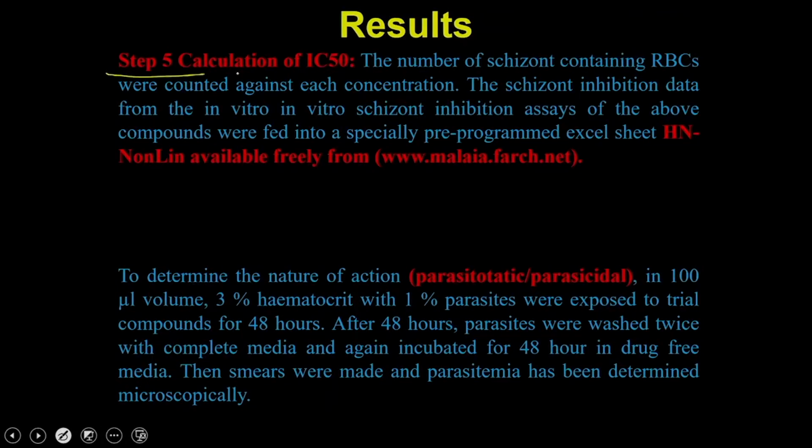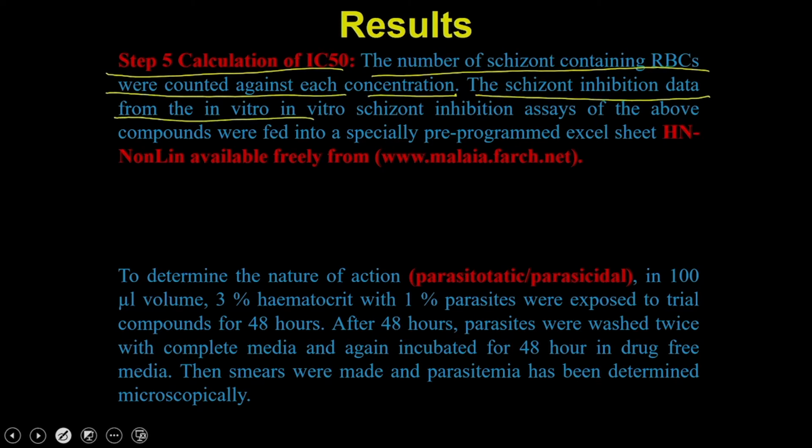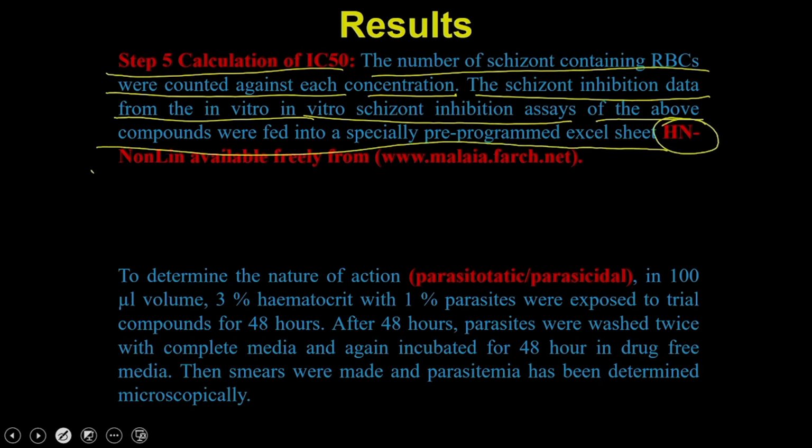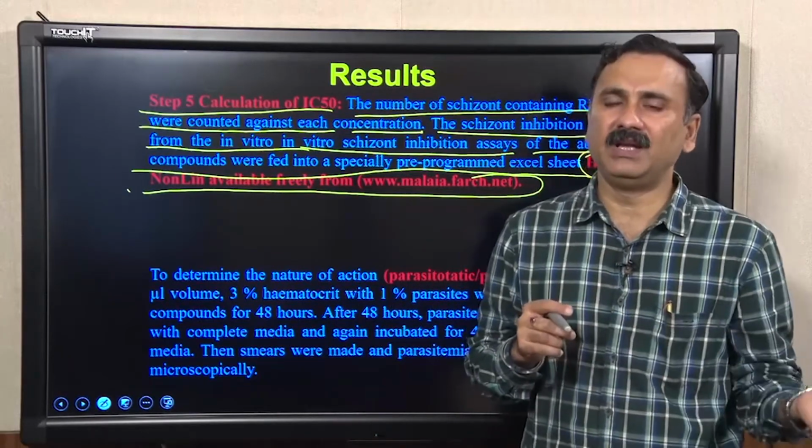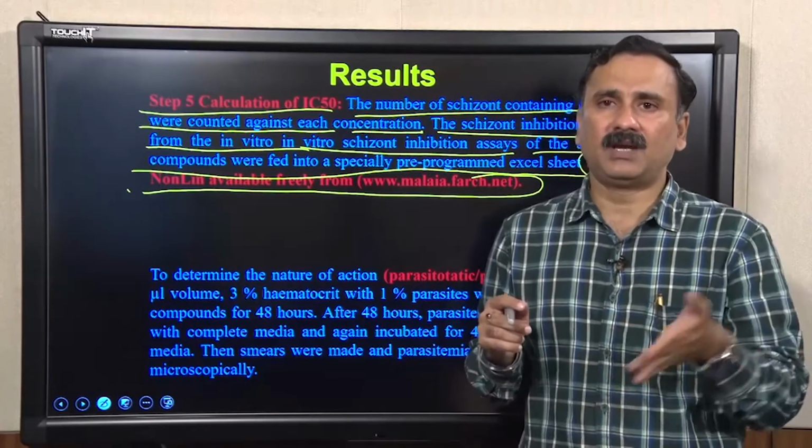In step 5, using that you can calculate the IC50, which means the inhibitory concentration 50 of that compound. The number of schizont-containing RBCs were counted against each concentration. The schizont inhibition data from that in vitro schizont inhibition assay of the above compounds were fed into a specially pre-programmed Excel sheet. You can calculate using this Excel sheet, which is available from this particular site. If you put all the schizont-containing cells into this Excel sheet, automatically it is going to plot the curve, and it will tell you the IC50 as well as the IC90 and all other kinds of parameters.